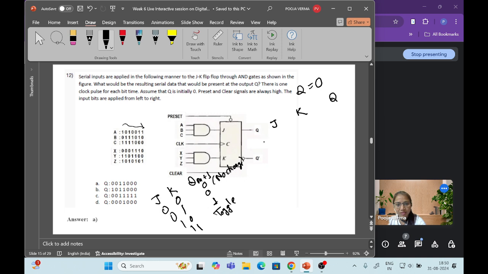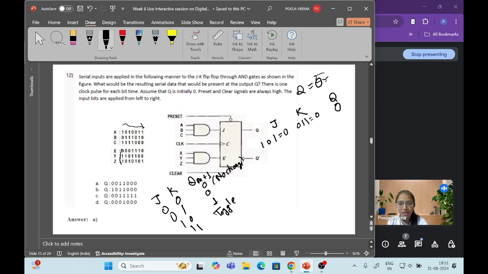So J is A, B, C. So 1, 0, 1. It is ANDed, so you will get 0, right? Similarly, in the K, X, Y and Z are ANDed. So I am taking from this side. So 0, 1, 1. 0, 1, 1. What will we get? 0 final, right? So that means J is 0, K is 0. What will be the output? 0, because it is initially set to 0. So no change. So it will be 0, right?